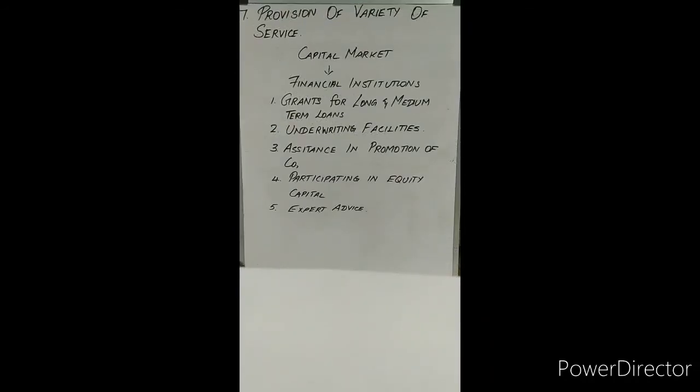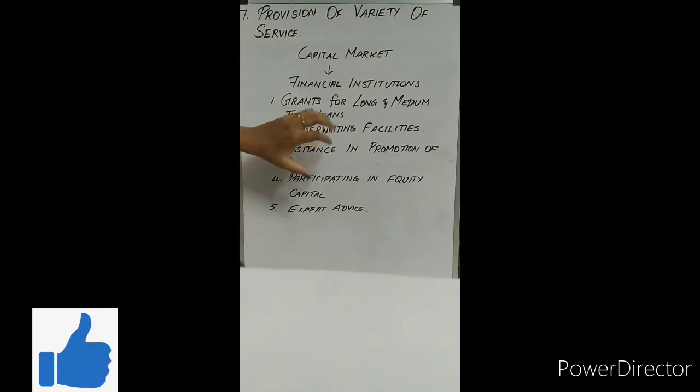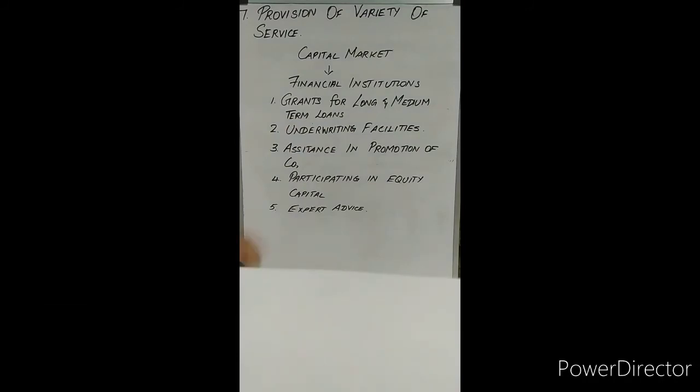The seventh point is provision of variety of services. In a capital market, there are financial institutions who work under them. These financial institutions provide a set of services for the investors and the companies who are dealing in the capital market. The first one is they provide grants for long-term and medium-term loans. A company definitely would require loans to carry out its business, so they give permissions for long-term and medium-term loans to be taken from other financial institutions.